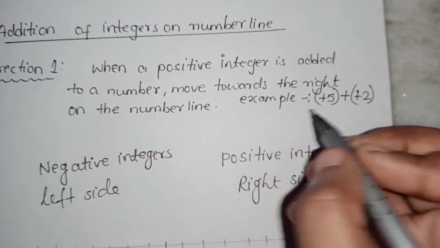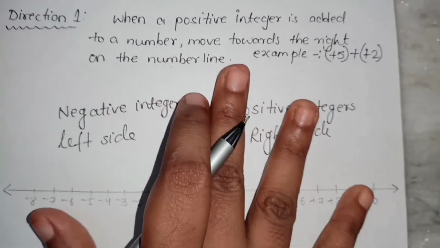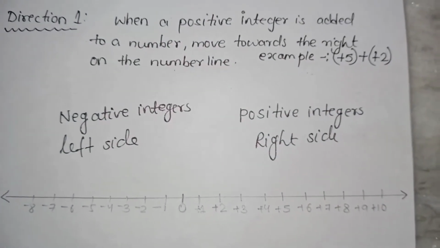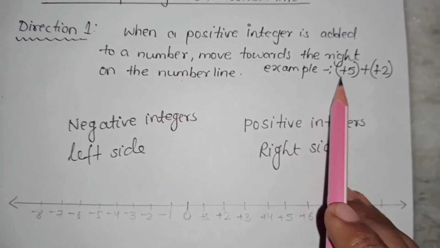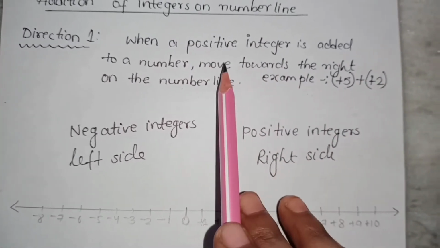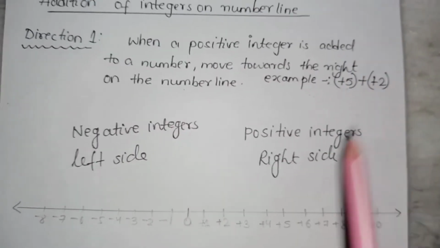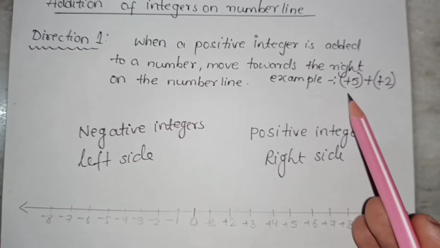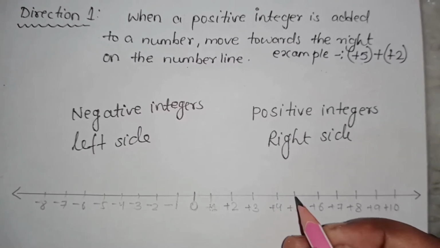So now let's do this on the number line. What will be the answer? How do we do it on the number line? What is given here is +5, and a positive integer is added to it. So what we have to do is move to the right hand side on the number line. This one is +5, so we'll start from +5.